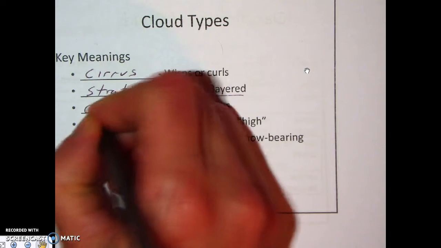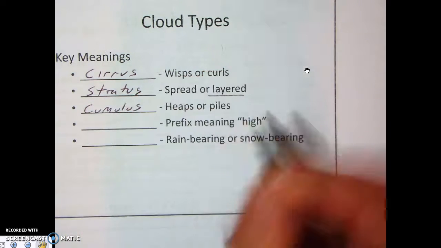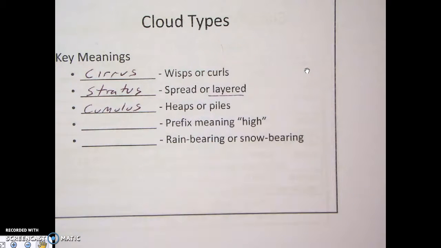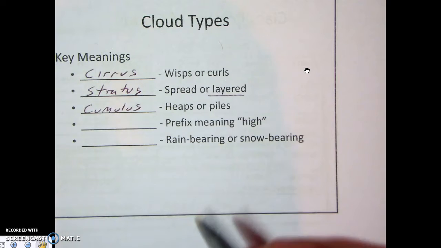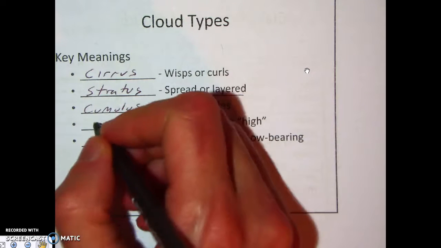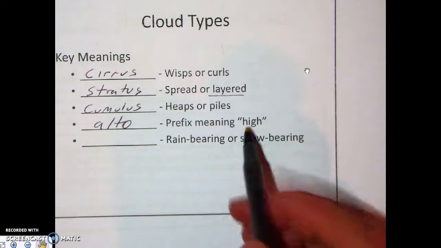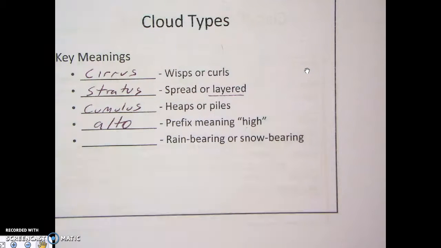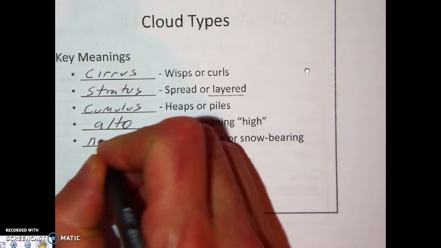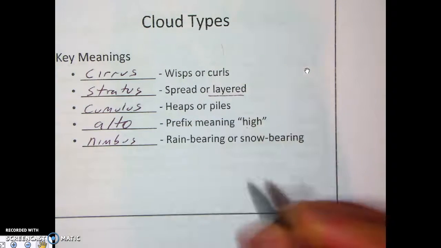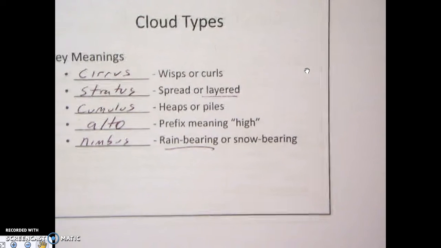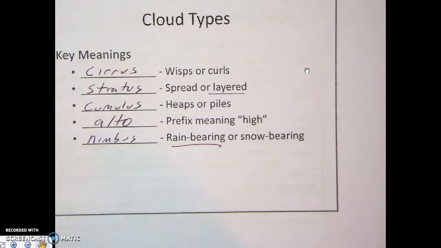We have cumulus, which are kind of like heaps or piles. And then we have some other terms too. We have alto, which means it's high in the atmosphere. It's high up in altitude. There's also the term nimbus. Nimbus means rain. So it's a cloud that would produce rain or if it were cold enough, snow. So that's one of the key ideas.